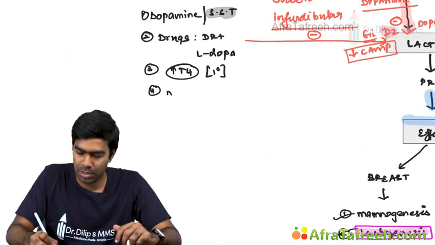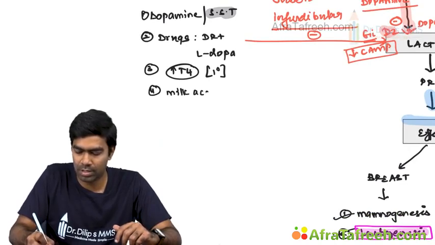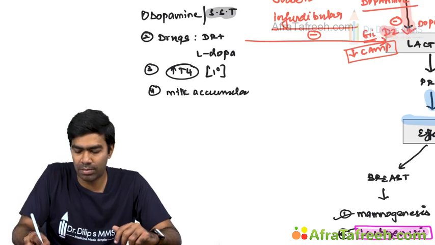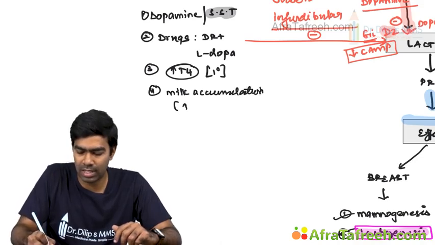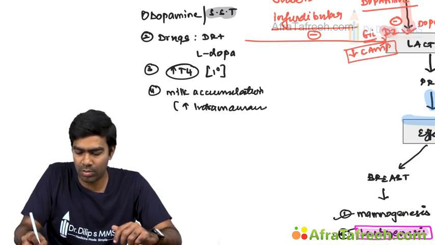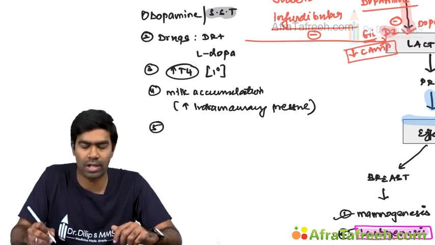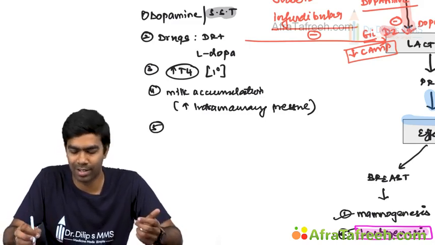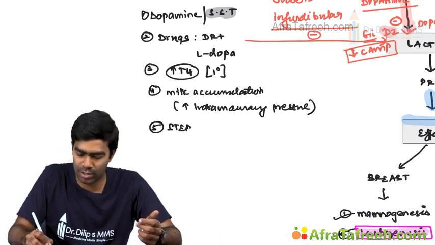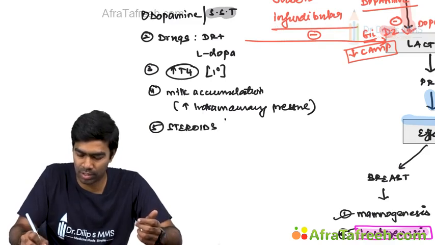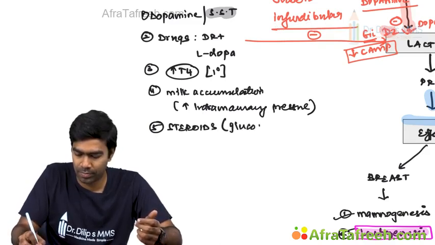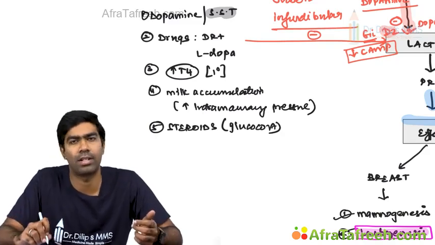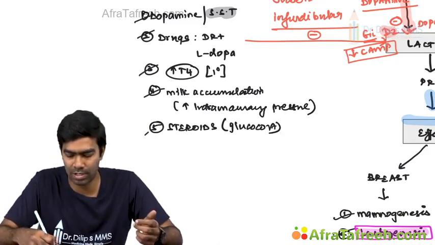Number 4, milk accumulation in the breast. Milk accumulation in the breast will result in increased intramammary pressure. Because of that, you might get reduced prolactin. It acts as a negative feedback. Yes, a lot of milk, there is no need to produce excess milk. That's the idea. And certain glucocorticoids, steroid hormones, also may result in inhibition of prolactin release. So, these are the 5 things that are very, very important.